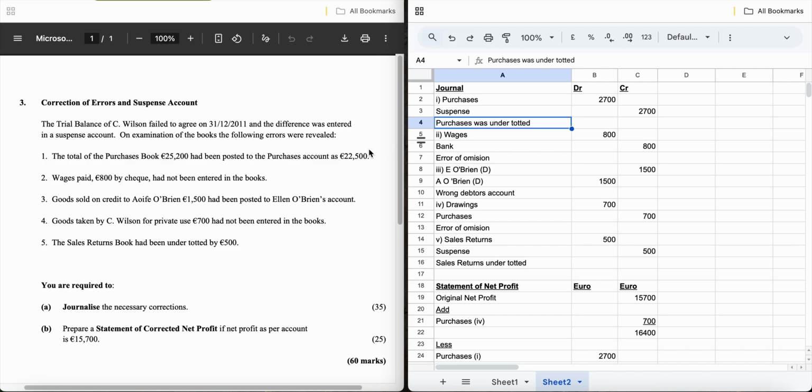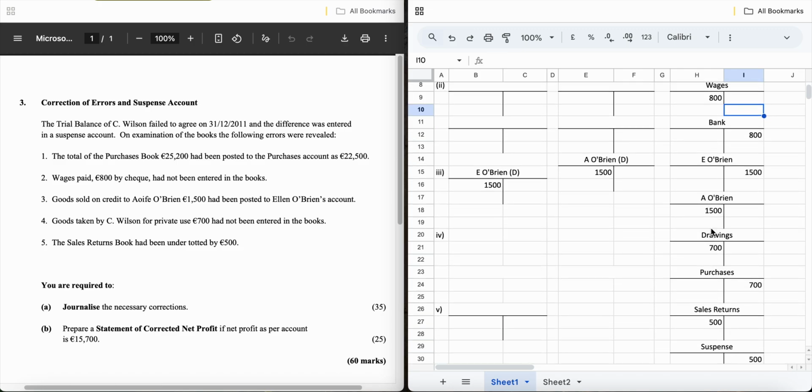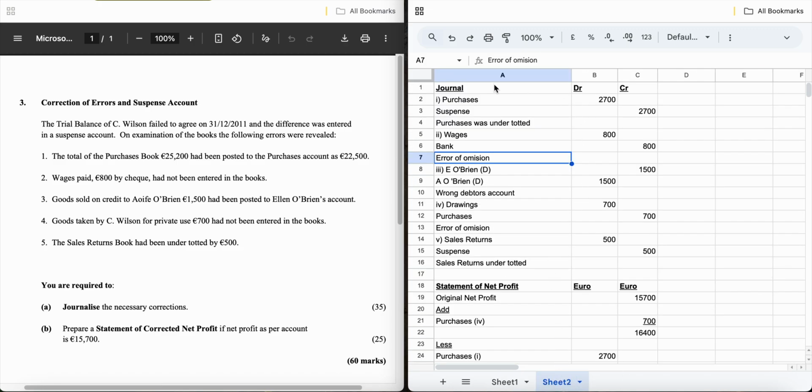Purchases were undertotted. Same at number two, something had not been entered in the books. Wages there, bank on the right. Error of omission. Omission is when you forget to put something into the books. And we do that. Just copy your workings down exact same as they are here. It's basically the same thing as your workings, just a bit neater.